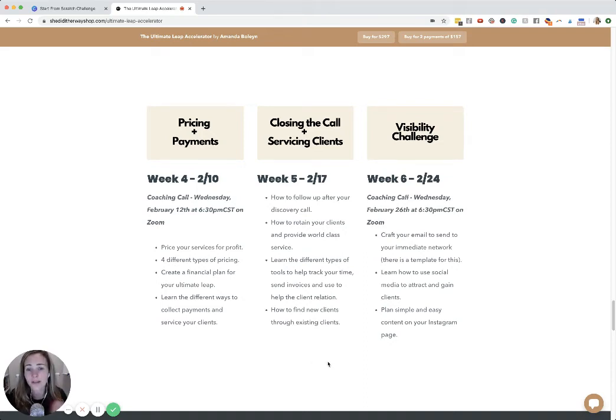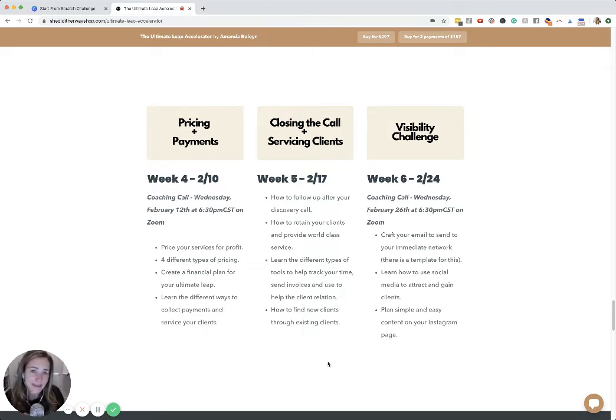And then week 5 is closing the call and servicing your client. So how do you follow up after the discovery call? And then how do you continue to retain your clients and provide world-class service? And then learning the different types of tools to use when you're working with your clients and how to find new clients through existing clients. And there's a bunch of templates in there as well that I'm giving you, so you can just go ahead, copy and paste, and then fill in the blank.